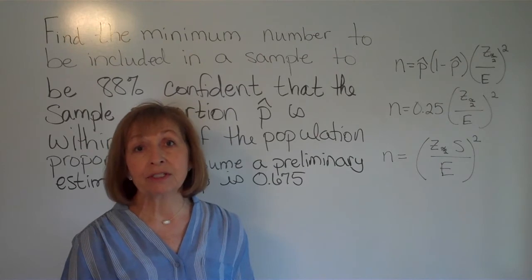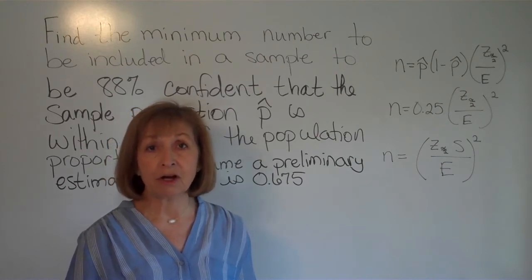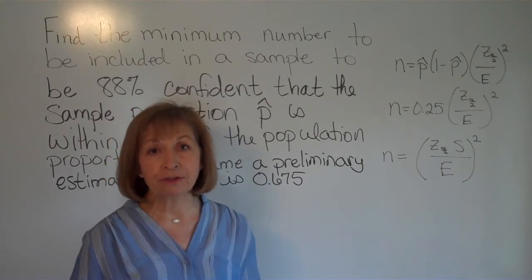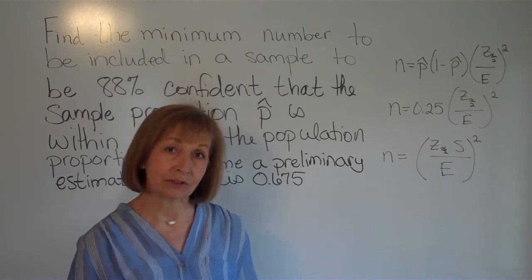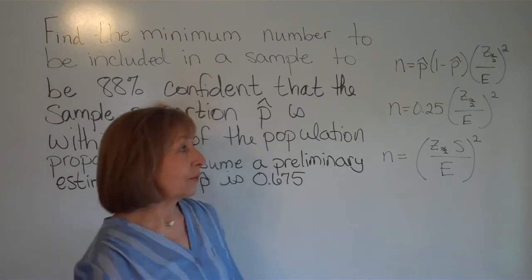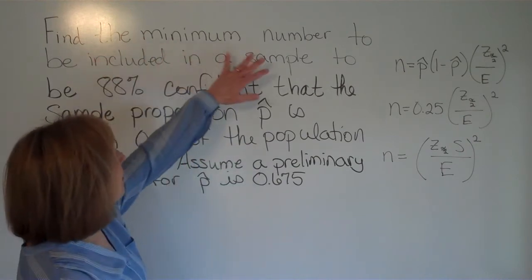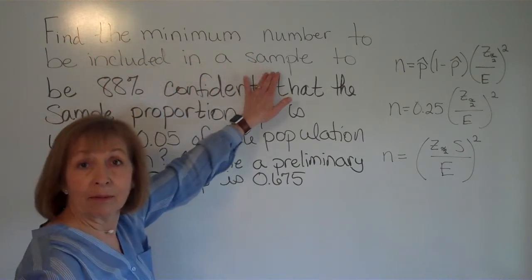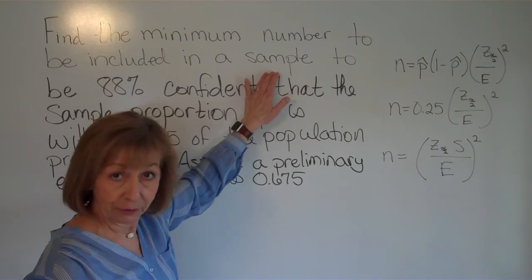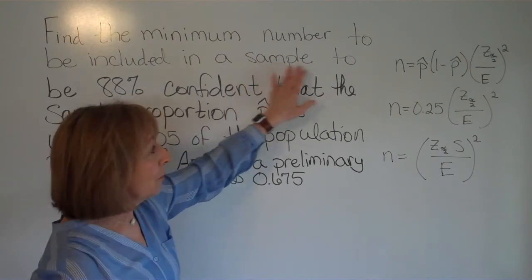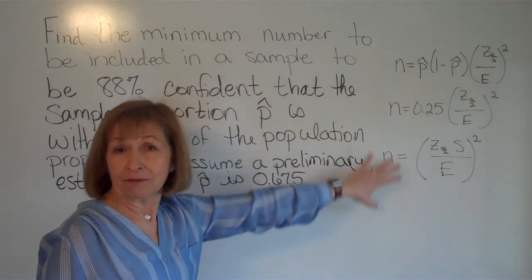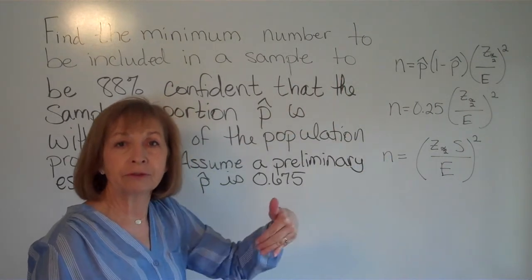In this example, we're going to look at a sample size question and talk through how we determine which formula to use and then carry out the process to find the solution to the question. So here it says, find the minimum number to be included in the sample. It's a sample size question. So I know that I'm either going to use one of these three formulas or refer to a table to get my sample size.